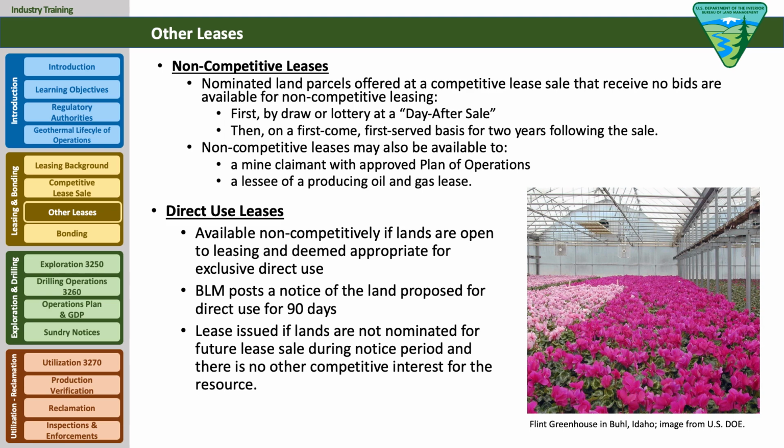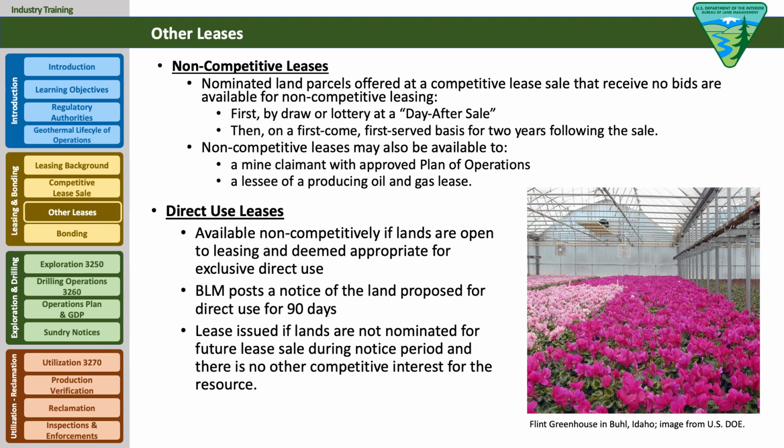Non-competitive leases for geothermal energy production are available for any parcels that were offered at a competitive lease sale that did not receive competitive bids during the sale. First, the parcels are offered at a day after sale, in which all offers for non-competitive leasing are considered to happen simultaneously. Any parcel receiving multiple offers is then issued by draw or lottery. Parcels not receiving offers during the day after sale are available for non-competitive leasing for a 2-year period following the sale on a first-come, first-served basis.